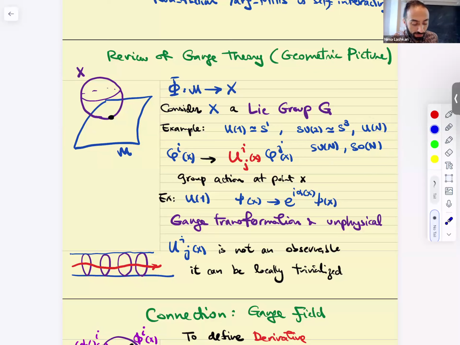All right, so what is the field? The field takes a value in this manifold. So phi I of X is the value of the field that we imagine at this point. It's like here, this point. At this point, it's taking this value. It's a vector somewhere.